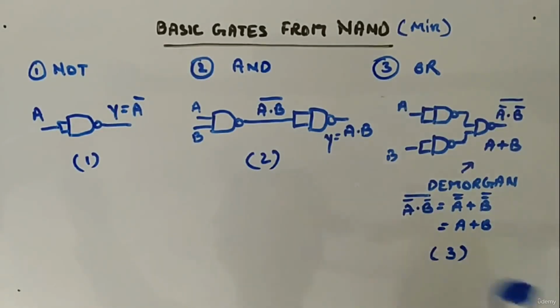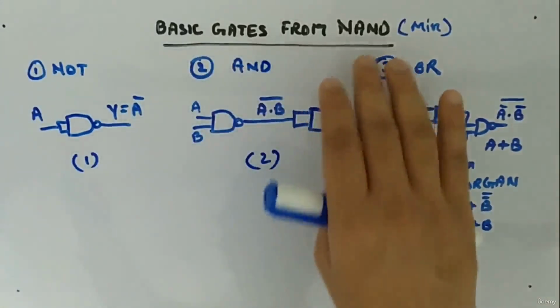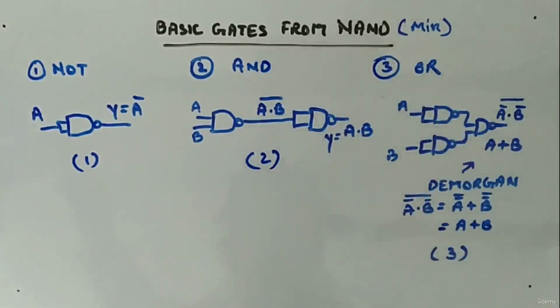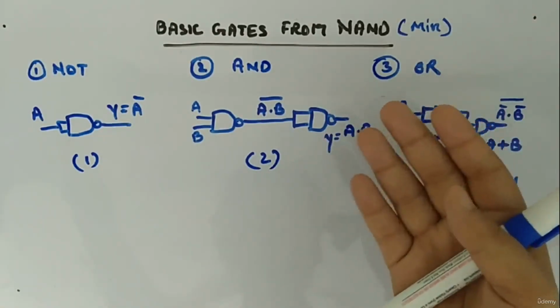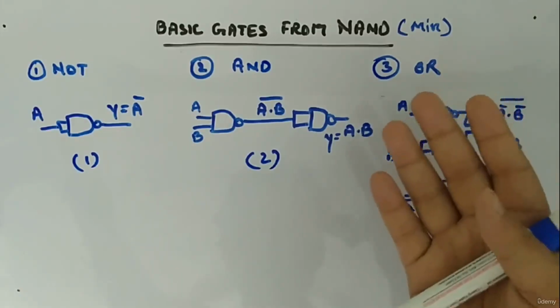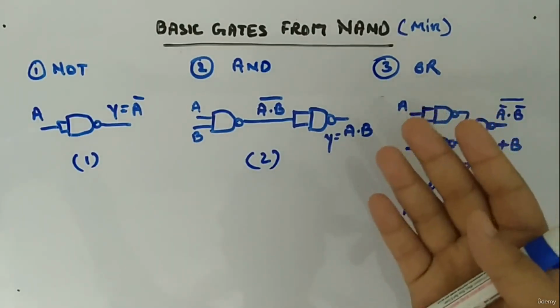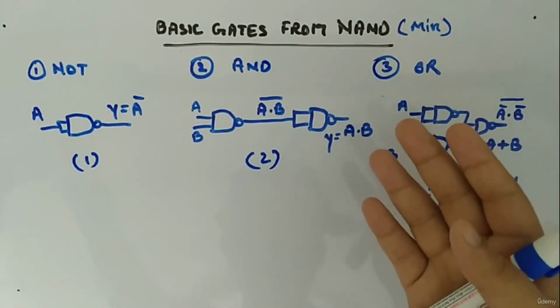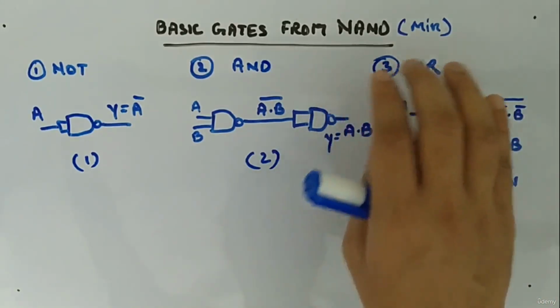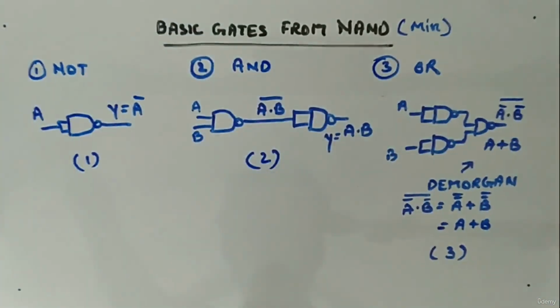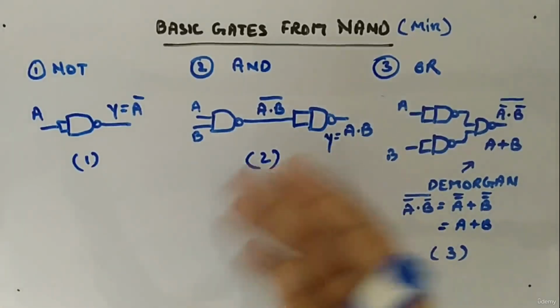Okay, now let's look at how to design basic gates from NAND gates, using the minimum number of NAND gates. Obviously, if we use more NAND gates, we are consuming more hardware, which is not good. Hence, we will figure out the minimum number of NAND gates required to make the basic gates.